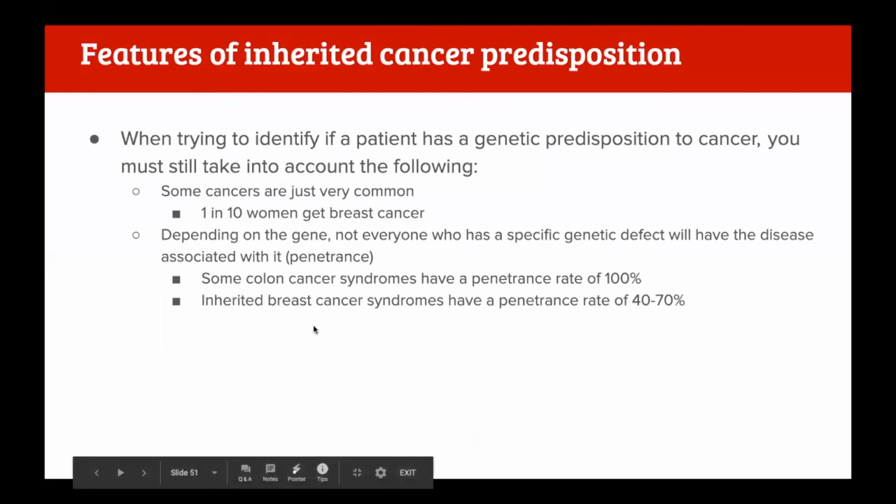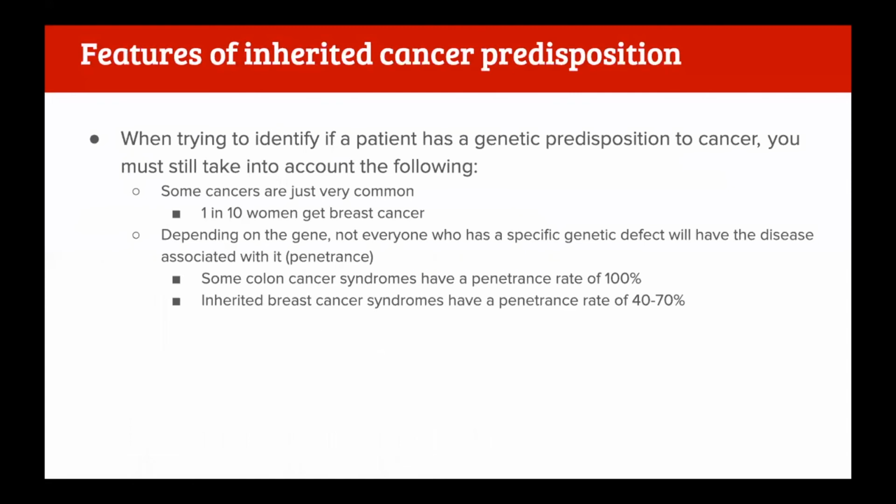Now, when trying to identify if a patient has a genetic predisposition, you still have to take into account the following. Some cancers may just be very common, such as breast cancer, where 1 in 8 women will get it. So it might not mean that there's a familial predisposition for it. And also, depending on the gene, not everyone who has a specific genetic defect will get the disease associated with it. This is what we call penetrance. Some colon cancer syndromes have a penetrance rate of 100%, while inherited breast cancer syndromes have a penetrance rate of 40 to 70%.